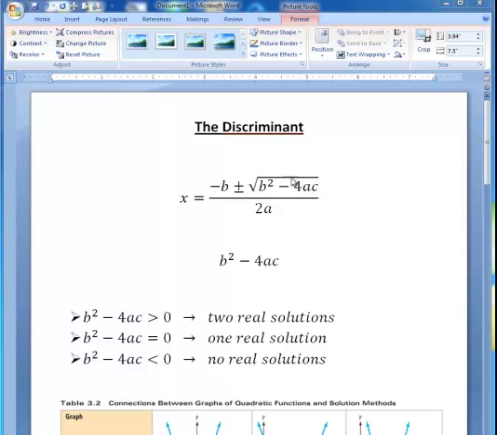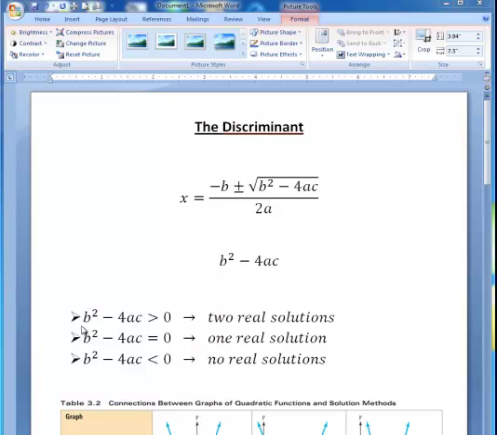This part under our radical, this b squared minus 4ac, has a specific name, and that is known as our discriminant. I want to talk about how that affects us when we solve quadratic equations and when we graph quadratic equations. When we look at the discriminant, all we really care about is one thing. We want to know whether it's positive, negative, or 0.